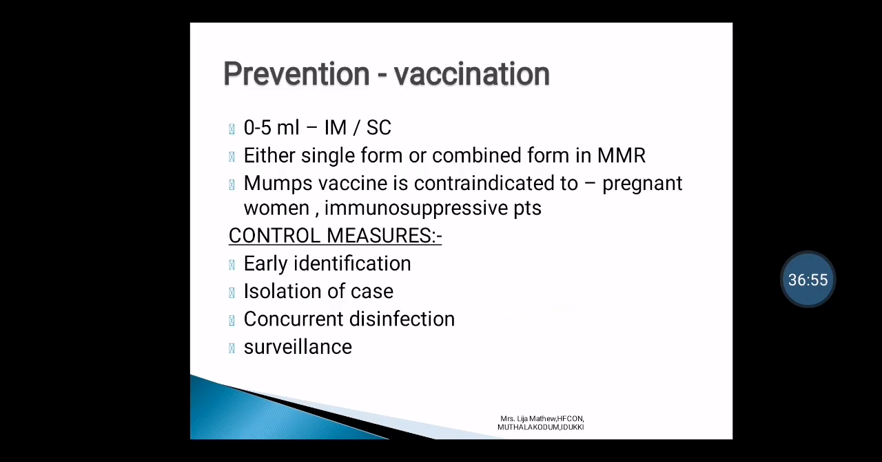Then regarding the prevention and vaccination, 0.5 ml intramuscular, and sometimes through the route of SC also, subcutaneous also. So subcutaneous is usually given for children over the age of 1 year, and if it is given for the adult, it can be given intramuscular, either single form or combined form, as I have already told.